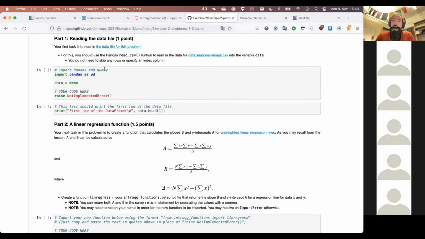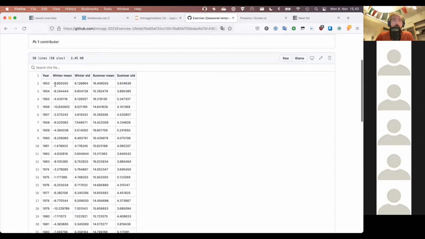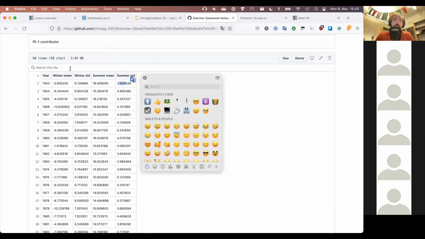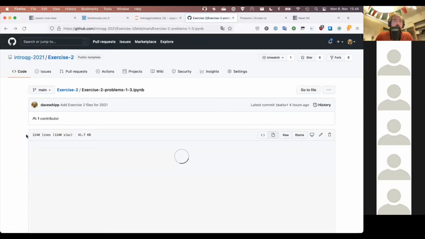After that, you've got a data file to read in. It's supplied as part of the exercise. You can click on it and see what it looks like in GitHub. And you'll see that there's years, mean temperatures, standard deviation in temperature for that season, and then mean summer and summer standard deviation temperatures as well. So that's the data file that we're working with. You can take a look at that when you have a moment.